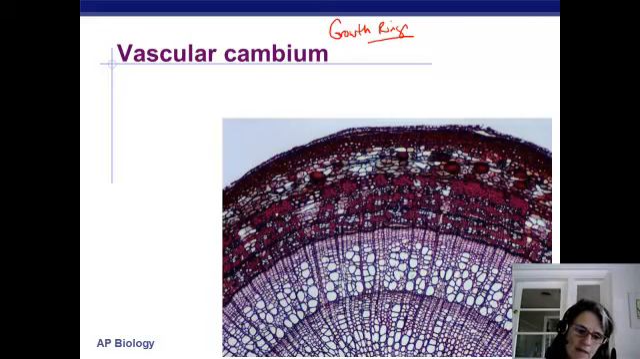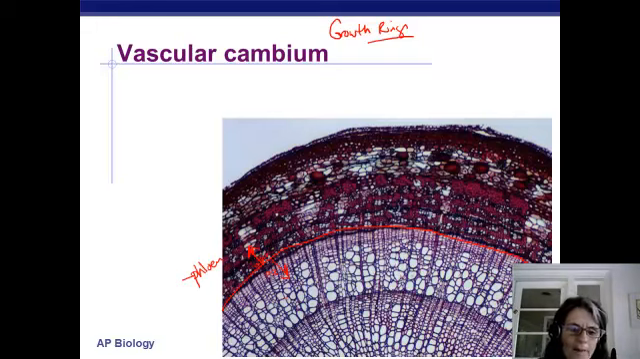Here's why. The vascular cambium is right here where I'm drawing this red line. It makes a circle all the way around the tree trunk. There's cork cambium as well. We're going to ignore that for right now. The vascular cambium produces xylem cells in this direction. It produces phloem cells in this direction. It produces xylem cells going in this direction. So it's producing two types of cells and they're growing away from the center.